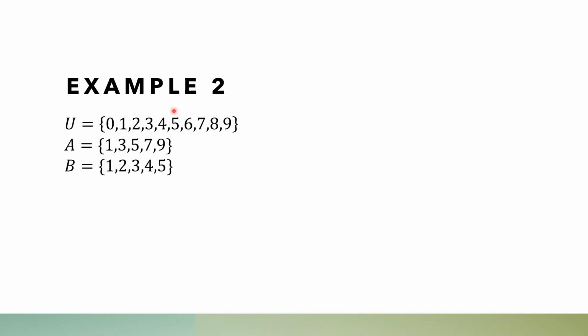Another example. The universal set is 0 to 9, set A is 1, 3, 5, 7, 9, and set B is 1, 2, 3, 4, 5. Now, we want to find A union B. Combining the elements of the two sets, what we have there is 1, 2, 3, 4, 5, 7, and 9.